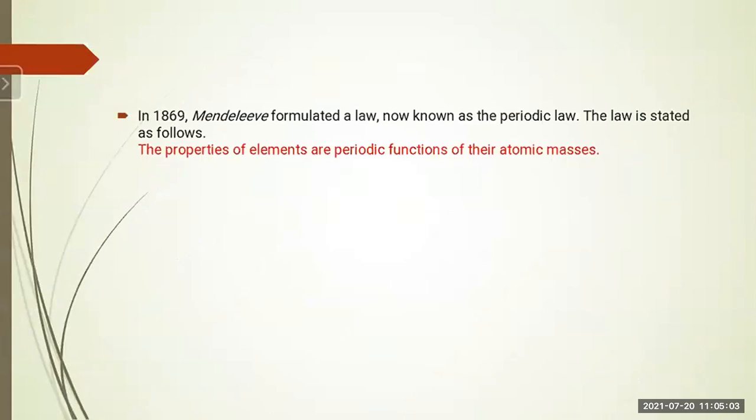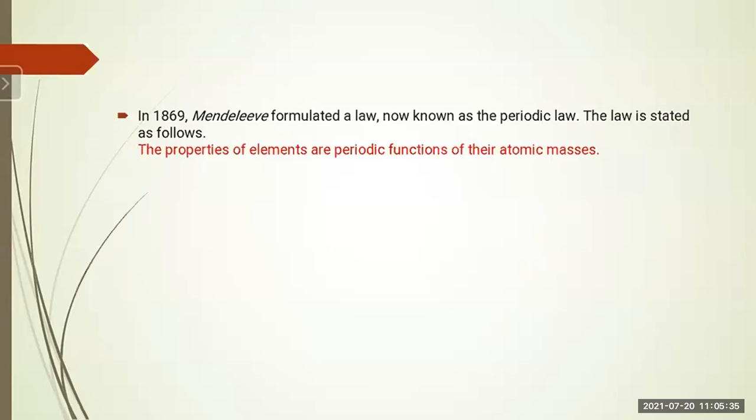Now in 1869, Mendeleev formulated what is now known as the periodic law. So the law is stated as follows: the properties of elements are periodic functions of their atomic masses. Here also he has considered atomic mass as the fundamental property. So he has considered the atomic mass of the element, and the properties of elements are functions of it.